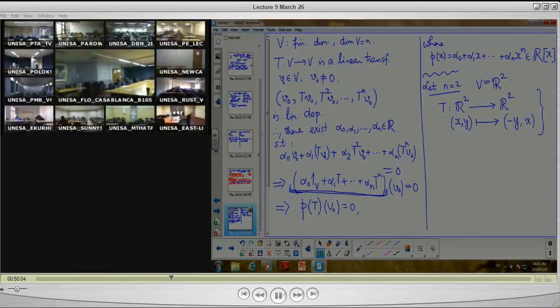Obviously a linear transformation, but indeed this cannot have this. So what is the polynomial for this? Let me take, for instance, any xy. Then I'll try to do this. So I'll have alpha 0 xy plus alpha 1 T of xy, this must be 0. I'm trying to find out this alpha 0, right?